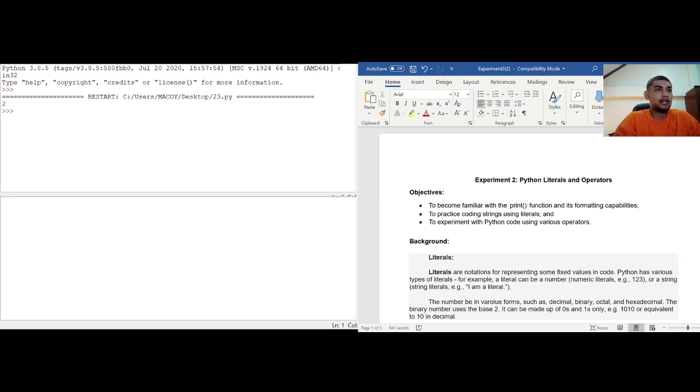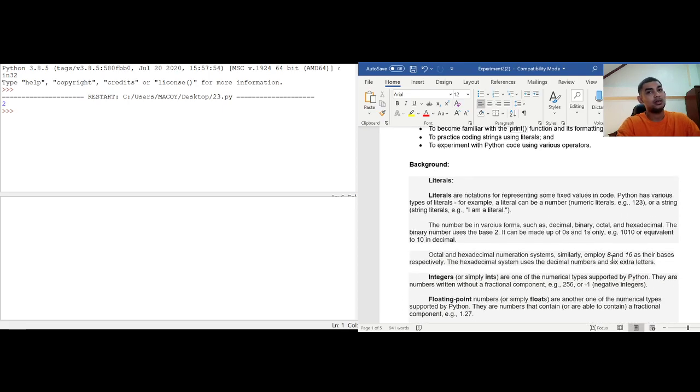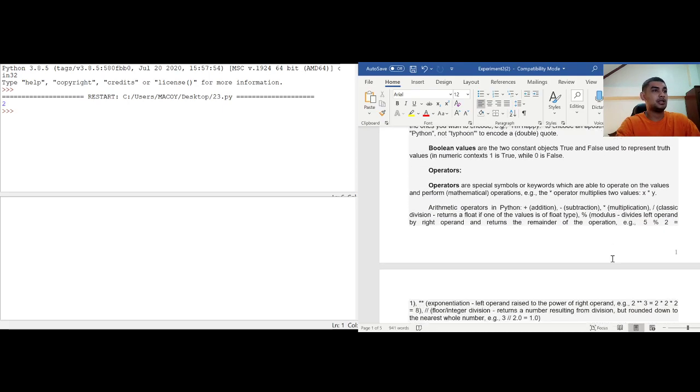Here are the three objectives of this experiment. The first one is to become familiar with the print function and its formatting capabilities. The second one is to practice coding strings using literals, and the last one is to experiment with Python code using various operators. So let's proceed.